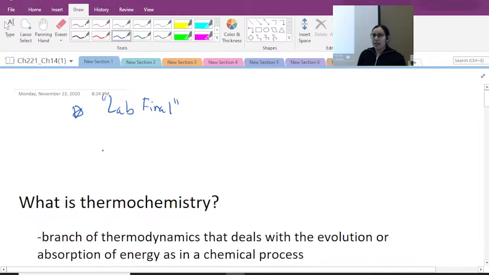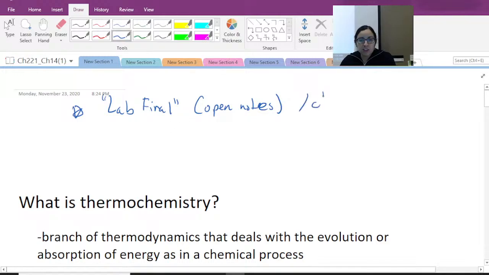So it'll be weighted the same amount as all the other labs, and it'll basically be based off of experiments we've done before, so maybe calculations. That's why I'm trying to give all your papers back, because it's open notes, and so I would just have all your labs up, and of course you can also use the electronic labs online if you need to look through those.